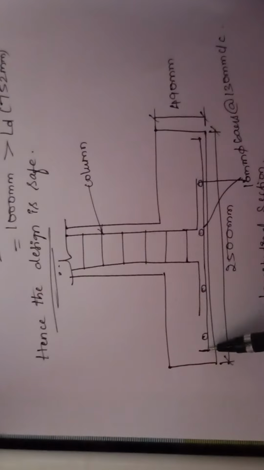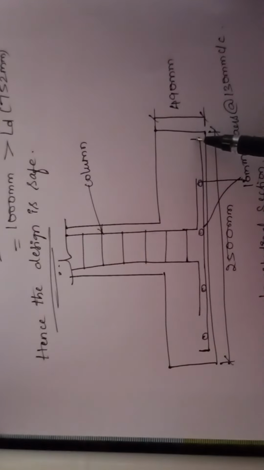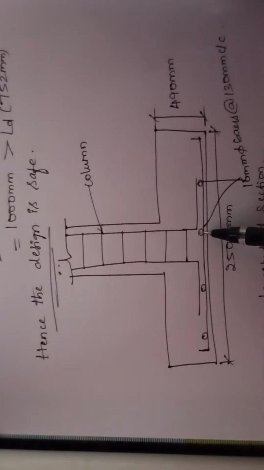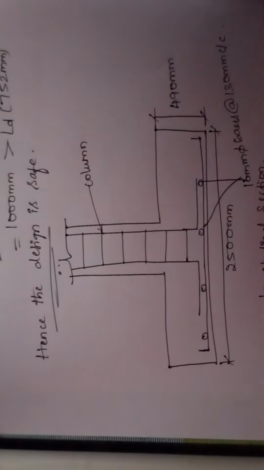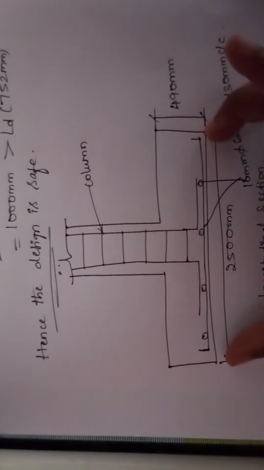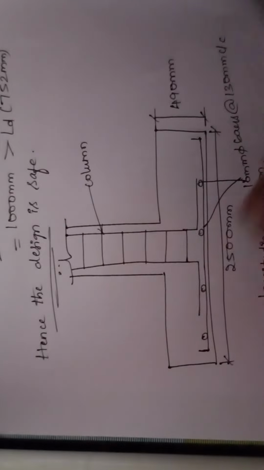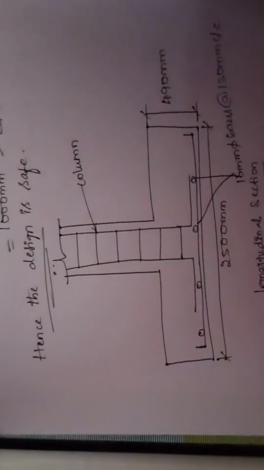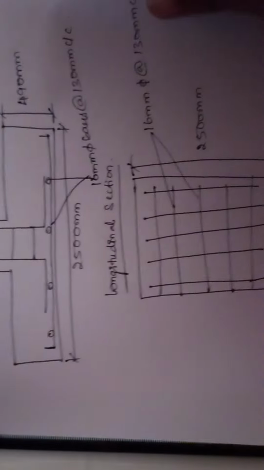Now within the footing we will place our main reinforcement. The horizontal line that we can see is the main reinforcement, and the circles that you are seeing are also our main reinforcement itself. Both we are keeping as 16 mm dia bars at a spacing of 130 mm center to center, and the whole length of the footing is about 2500 mm. So that gives you the longitudinal section of the footing.